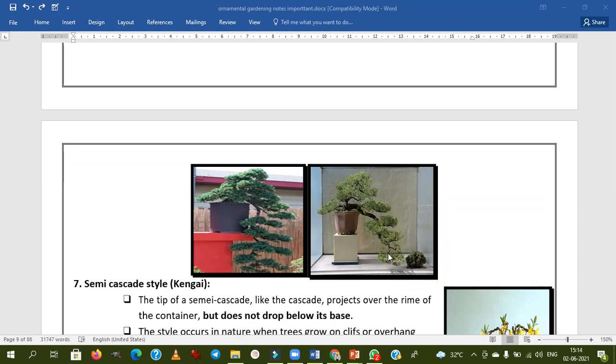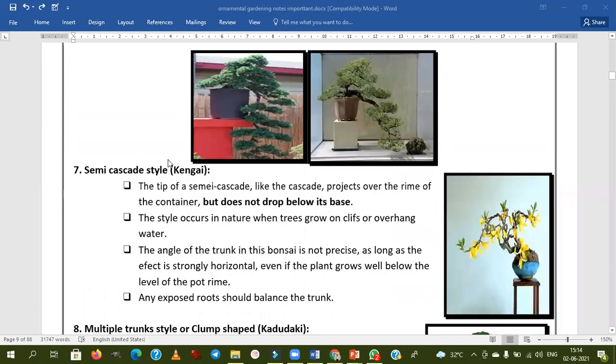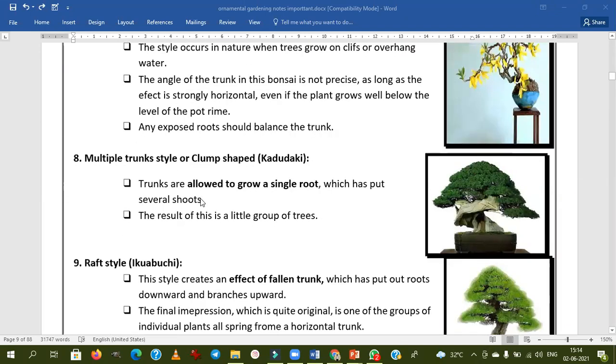It resembles a falling fountain. This is called cascade. Then semi-cascade. Semi-cascade means this is also similar to the previous one, but here the branches will not droop below its base. This is the semi-cascade style. For the multiple trunk style or the clump-shaped bonsai, multiple branches are allowed to grow on a single trunk.